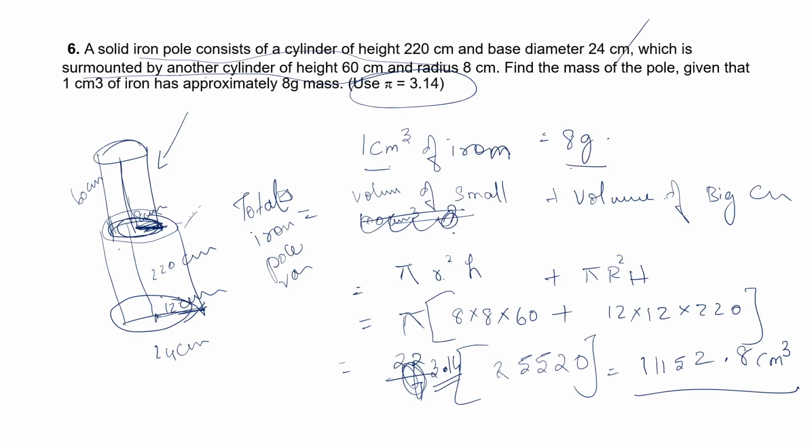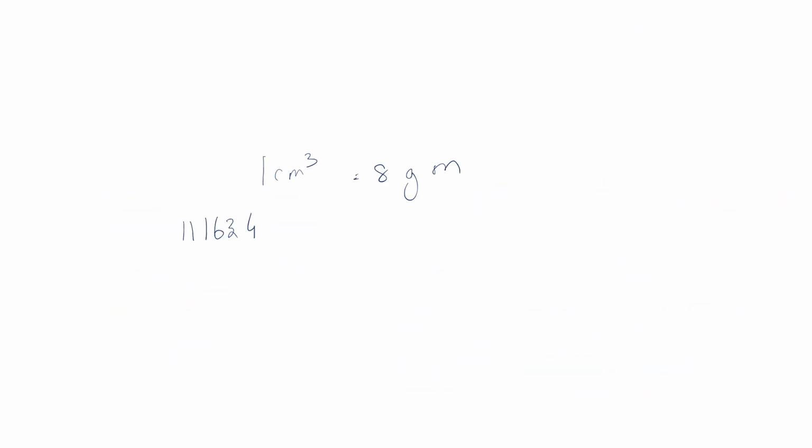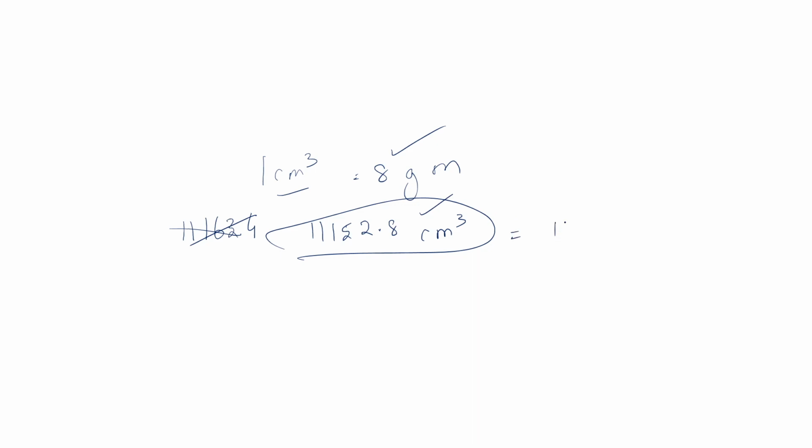What we have taken, 11152.8 centimeter cube is the total volume we have calculated. So for 1 this much, means for this much how much? Then 1152.8 into 8 gram. 1 centimeter cube is 8 gram mass. This much centimeter cube is how much mass?